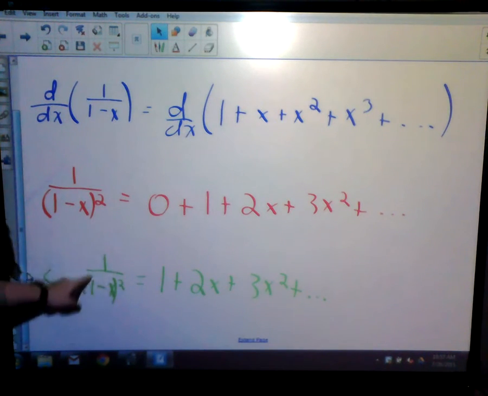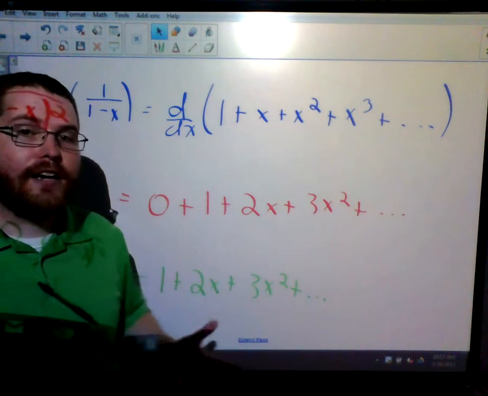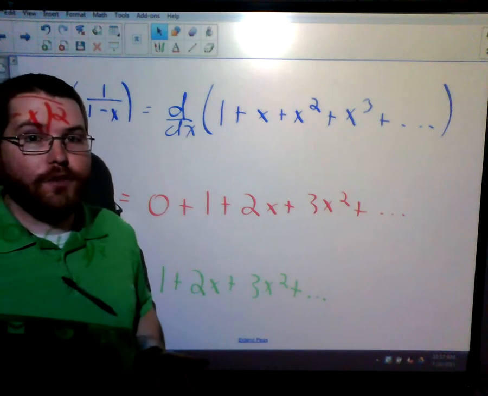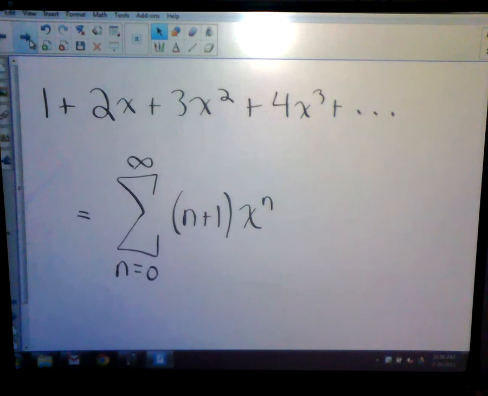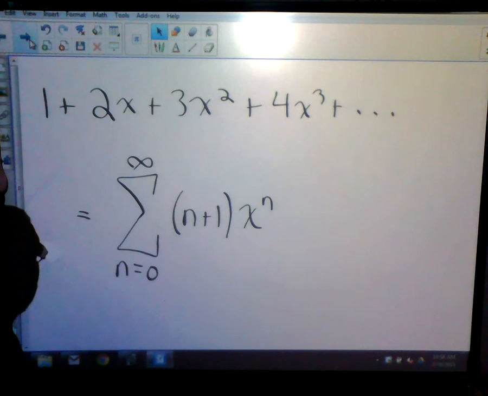So the thing I'm trying to find is this. How did I do that? I took a derivative of the power series I knew. The general term of that is n plus 1, x to the n.